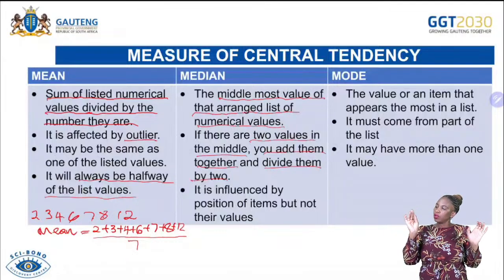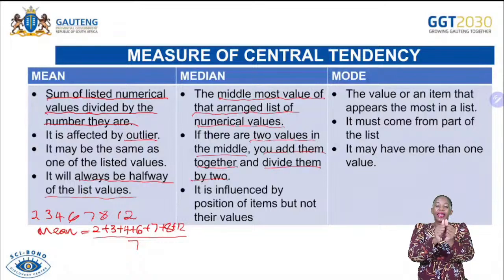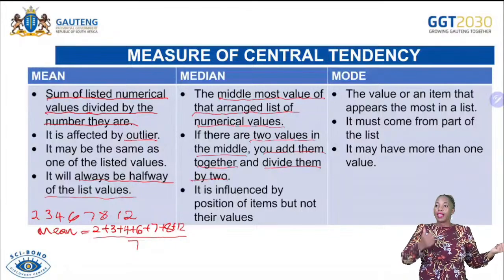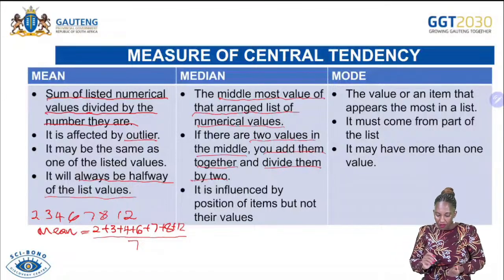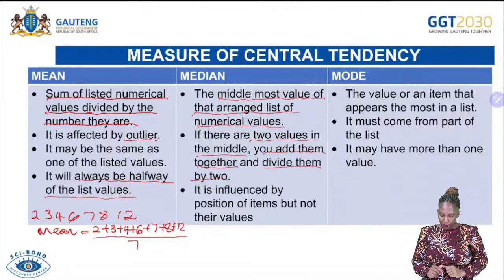It will be 1, 2, 3, 4, 5. So it means these 2 thumbs, they are the 2 middle values. So now these 2 middle values, I add them together and then divide them by 2. So if I divide them by 2, then I'll have my 5 on the left and my 5 on the right. That is what we mean when we say that if there are 2 values in the middle, you add them together. After adding them together, you divide them by 2.